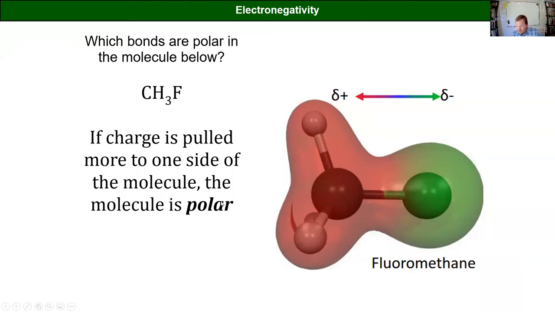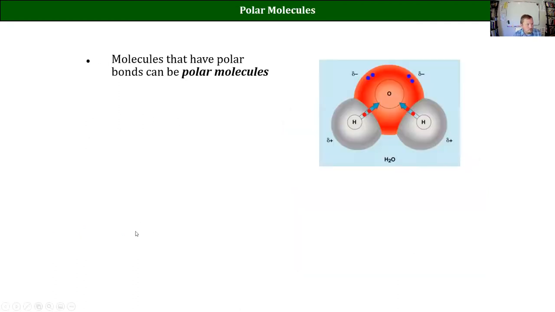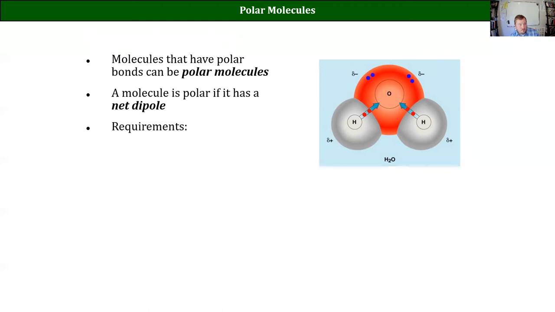The definition of polar just means that you have more charge on one side of the molecule than the other side. It means that your electrons are not evenly dispersed around the entire molecule. It's also known as a dipole. A polar molecule has what's called a dipole moment, meaning that there's a positive side and a negative side. So dipole, di meaning two. A dipole just means it's got a partial positive side and a partial negative side. So polar molecules, by definition, have a net dipole.